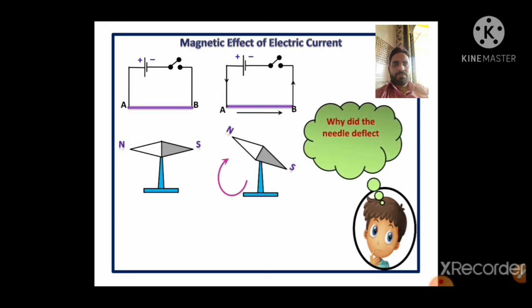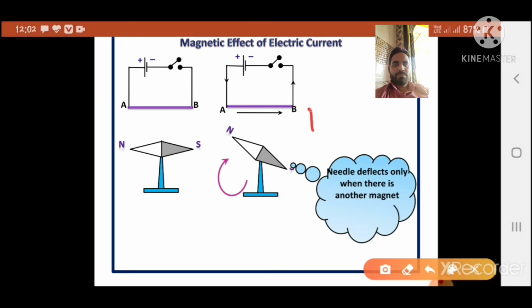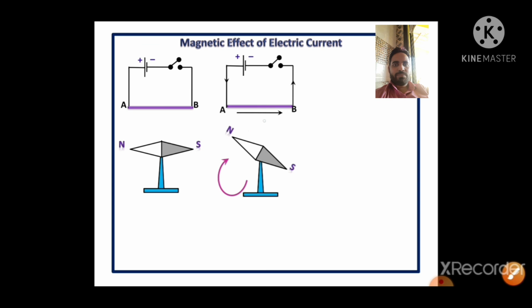Now why does this needle get deflected? This needle and this wire are not connected anyhow, they are kept separately, but they are near each other. But why does this needle get deflected? A needle deflects only when there is another magnet. We have always known from the lower classes that if we keep two magnets, this is one north pole, this is one south pole, this is another north pole and this is another south pole, then opposite poles always attract. If there are two magnets, magnet A and magnet B, attraction will always take place between them, right? So here also there must be another magnet which attracts this magnet.